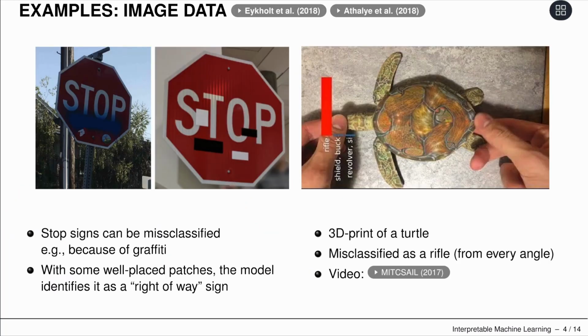Let's have some examples on further image data, right? We have seen that already before, that if you're adding patches to stop signs, it will be misclassified. If you're adding maybe also graffiti to that, it will maybe lead to misclassified predictions. So really, we have a problem with that.